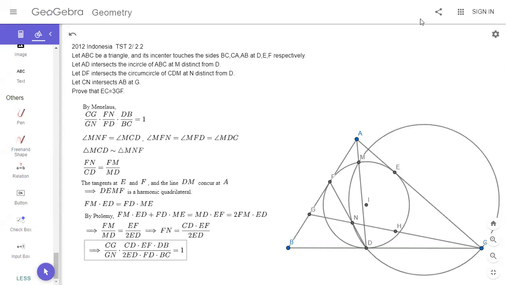All right, let's see. Yeah, I'm just trying to figure out how to use EF in an equation. I feel like there's got to be a more intuitive way to show that EC or to show that CN is 3GN.